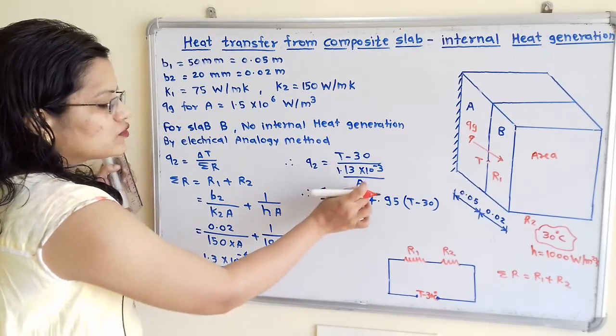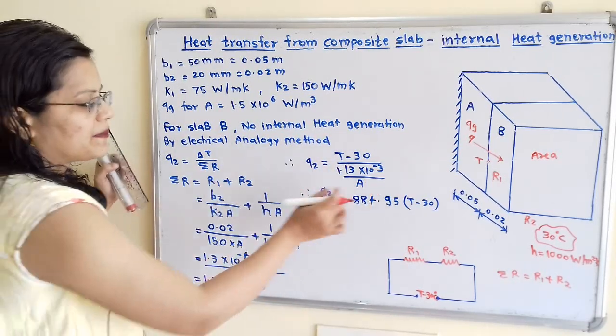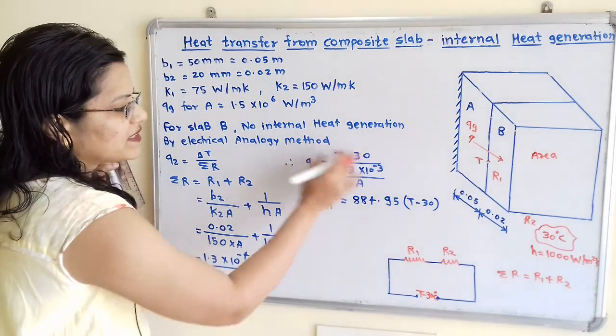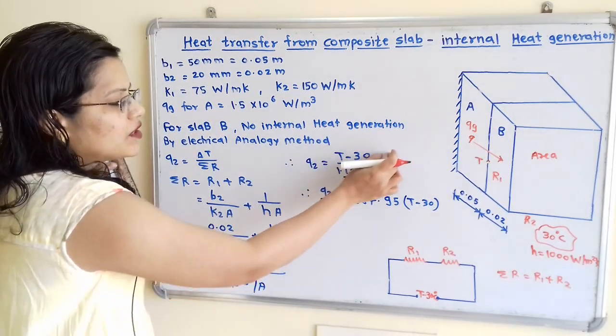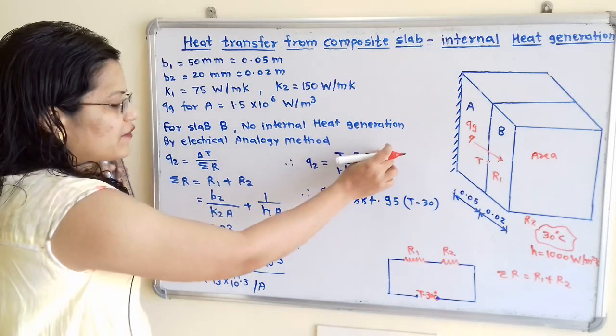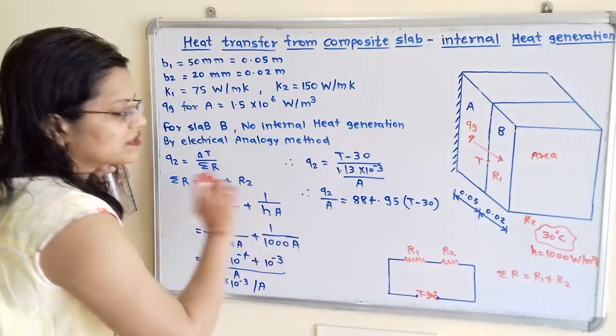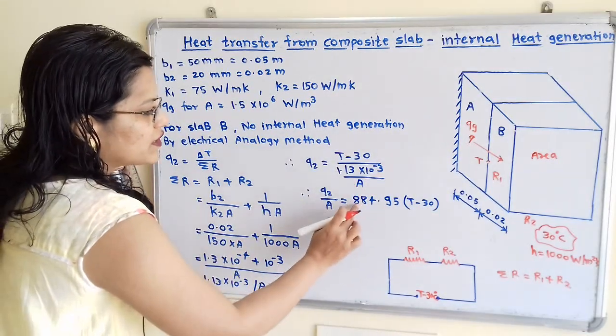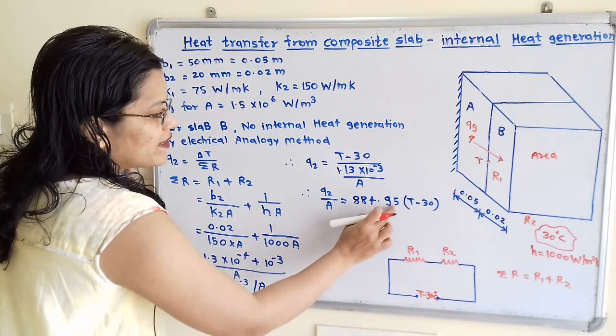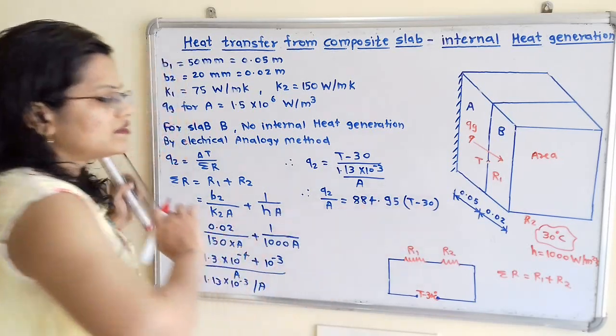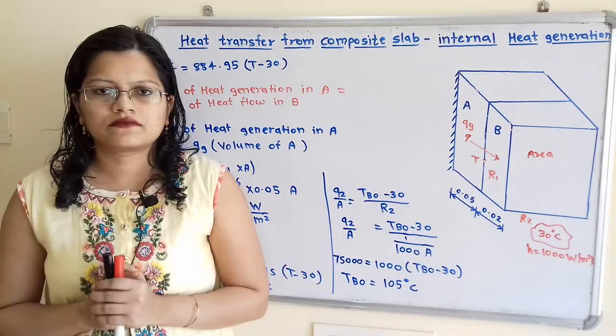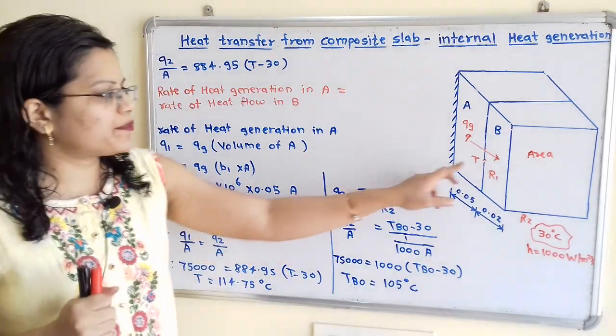So T minus 30 divided by, we will write, the summation of R. Now this A is not known, so we will transfer it to the left hand side. If we simplify this right hand side, then this A will move towards the numerator, and from the numerator it will move towards the denominator. So when we solve this, we will get 884.95 in the bracket T minus 30. We will calculate this temperature T.